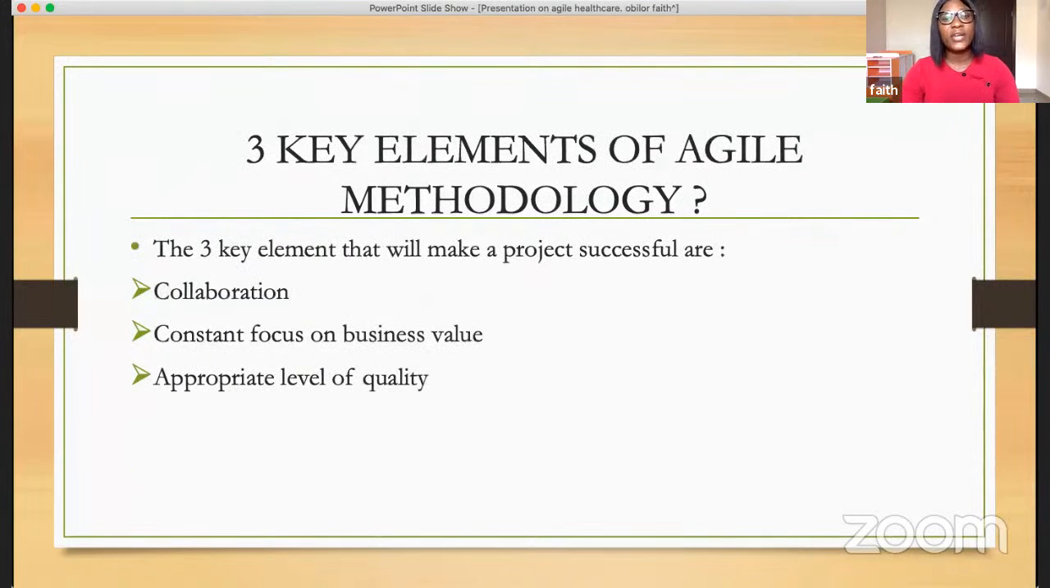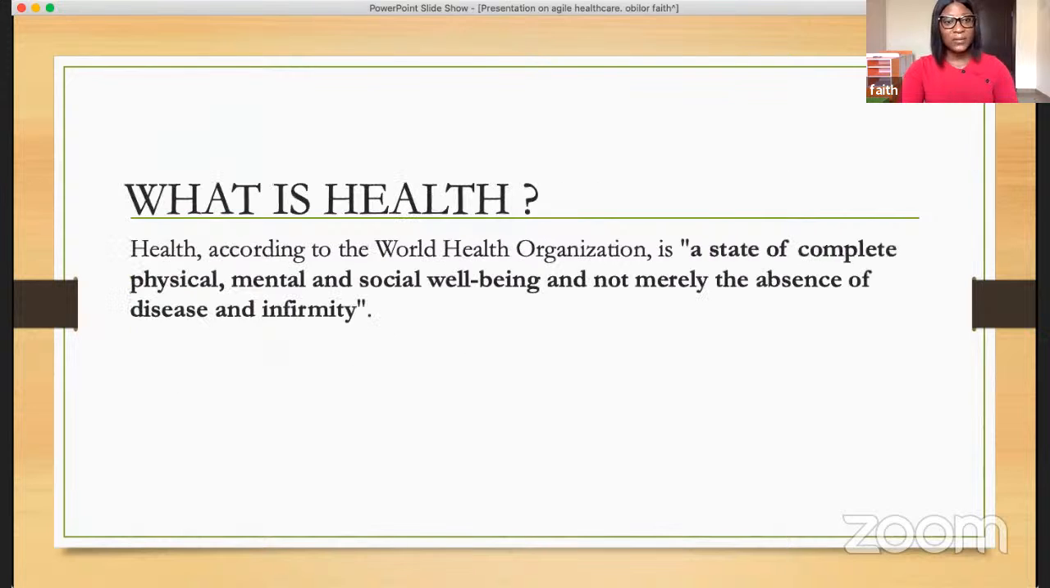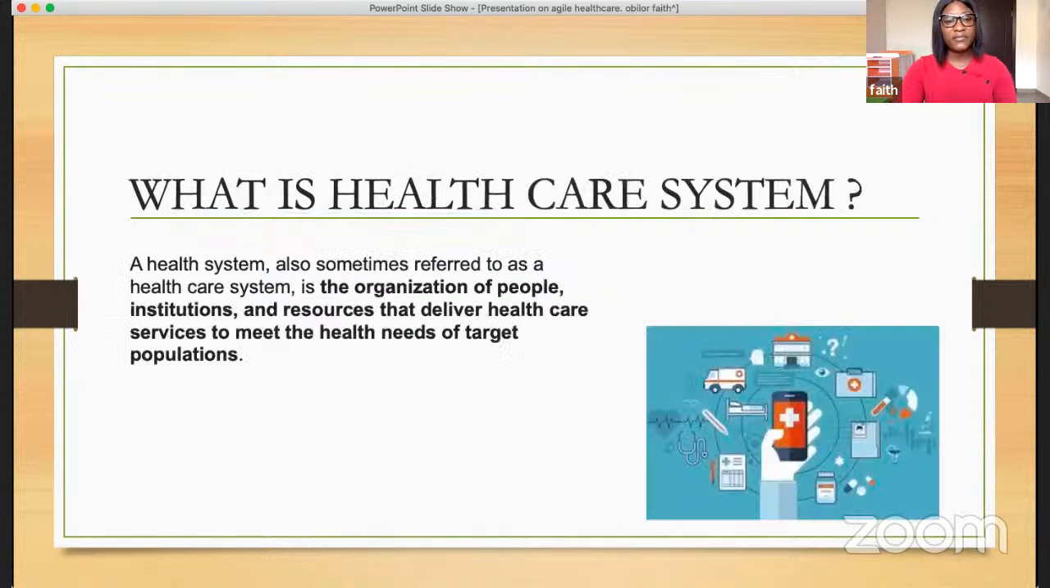And we have 3 elements of agile methodology, which are collaboration, constant focus on business value, and appropriate level of quality. So I'll be moving on to what is health. Health, according to the World Health Organization, is a state of complete physical, mental, and social well-being, and not just a mere absence of disease and infirmity.